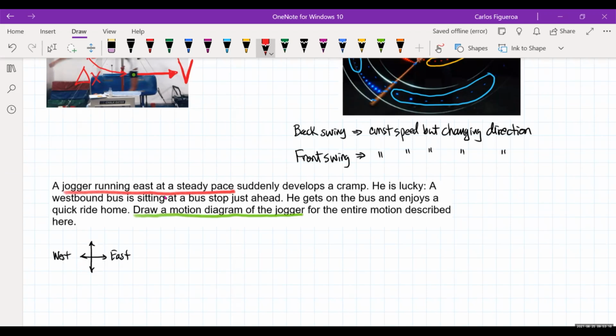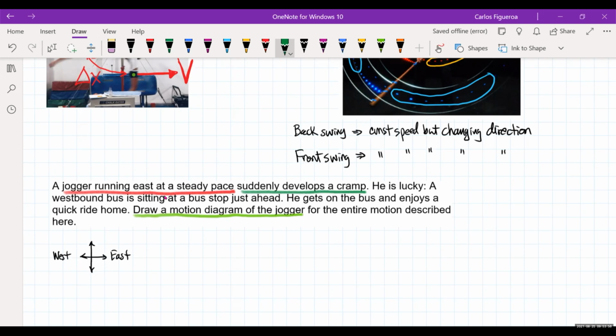Then it says he suddenly develops a cramp. Looking at this piece of the sentence, I have to make some inferences about what's actually happening. If he suddenly develops a cramp, is he going to continue to run at a steady pace? The answer is no. We expect the runner to slow down and stop. We're not told that the runner is slowing down; you have to make inferences about what is happening.